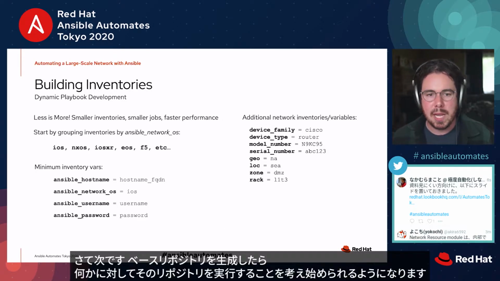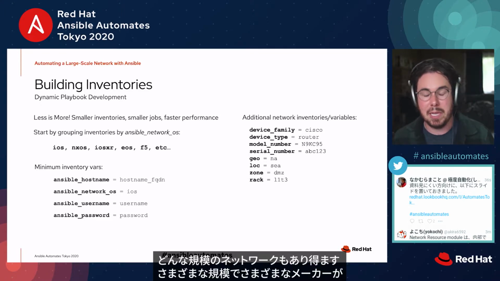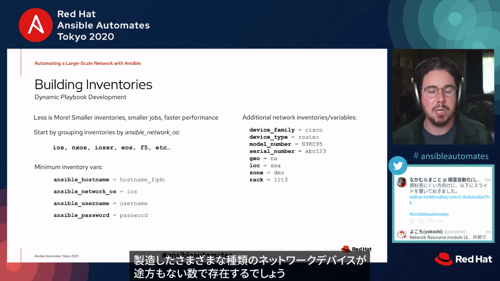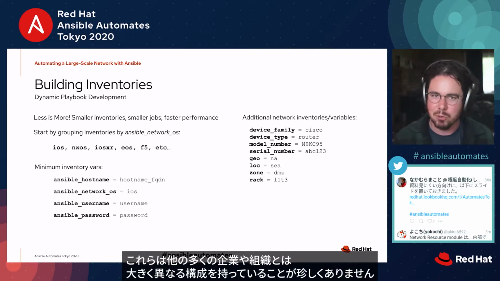So the next thing, once we have our base repo created, we can start thinking about running that against something. And that's usually the next big discussion. We could have 1, 10, 100, 1,000, 100,000. There are any network out there, it could be any size, and it will have pretty much a unique number of network devices of different types by different vendors. Those will have configurations often vastly different from any other company and organization out there.